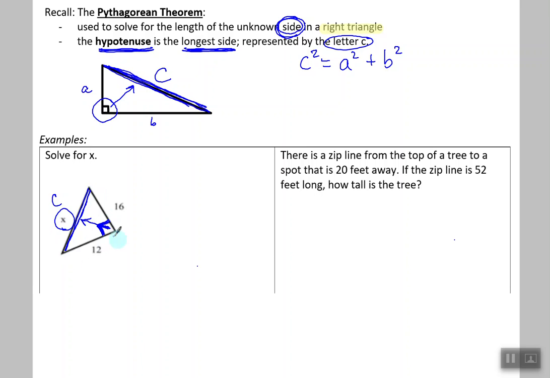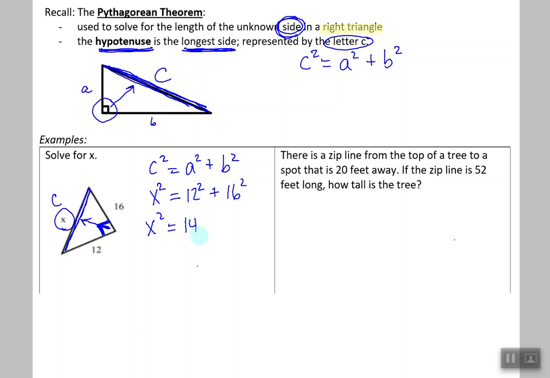We know that we're finding a missing side of a right triangle, so we start by writing our Pythagorean theorem equation, c squared equals a squared plus b squared. We've identified our c, so now we can substitute x for c. X squared equals, the other two sides are the legs. It doesn't matter the order because they're added after they're squared. And then we will simplify this side with the numbers.